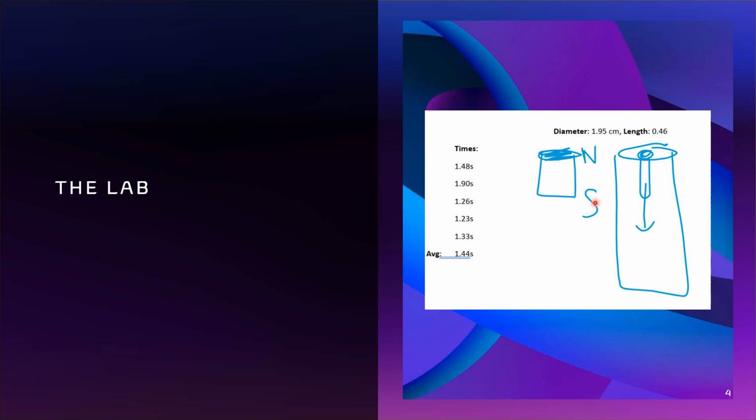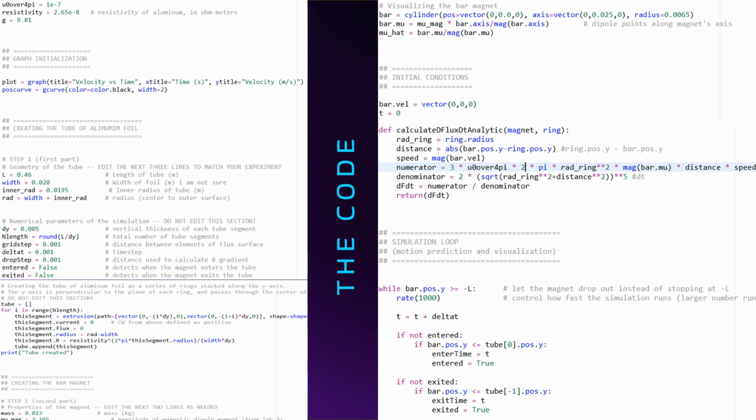So here are our measurements for the pipe, and we dropped it down with the same sides facing the same directions every time. And these were the times that we got. 1.44 seconds was the average, so not far off of what we found from the coding. So let's go ahead and look at that coding right here. So we have some of our constants, some of the setup for the lab as well.